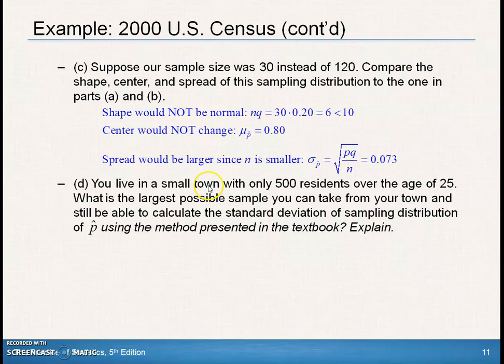Suppose you live in a small town of only 500 residents over the age of 25. What is the largest possible sample you could take? Well, let's see. The 10% rule. So the best we could do is 50, because 10 times 50 would give me the 500. That's the 10% rule. There is a finite population correction that you could apply to this, but we won't worry about that in this course.